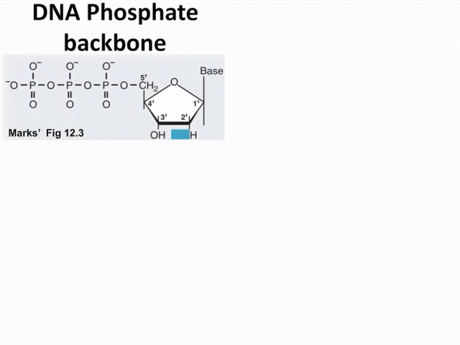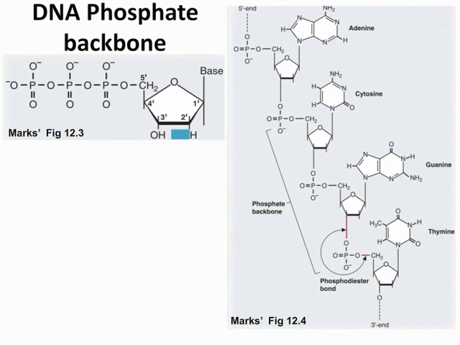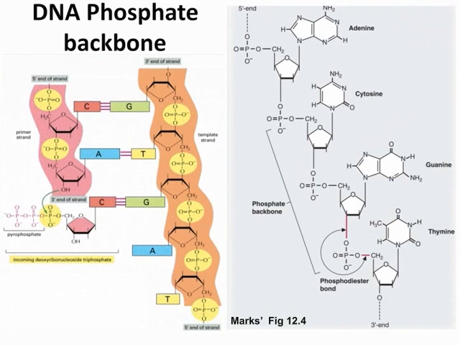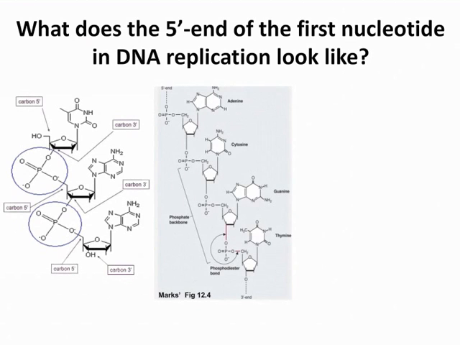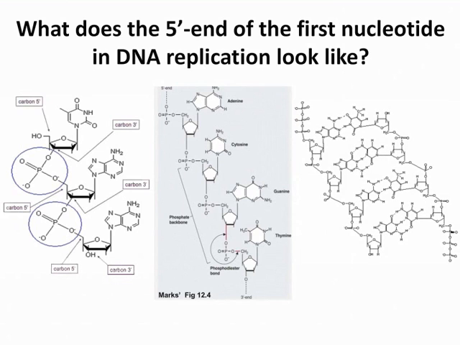So this again is just showing you that polynucleotide structure of DNA. So remember, DNA is made of 3 subunits: your deoxyribose sugar, your base, and your phosphate. And then remember, nucleotides are joined together by a phosphodiester bond. So the whole backbone of DNA is a phosphate backbone. So this is just showing you what the 5' end of the first nucleotide looks like.